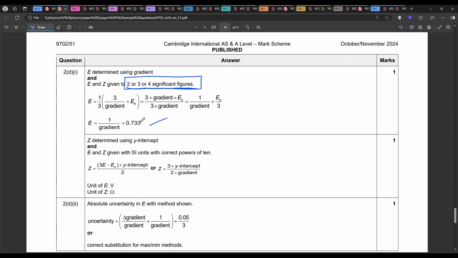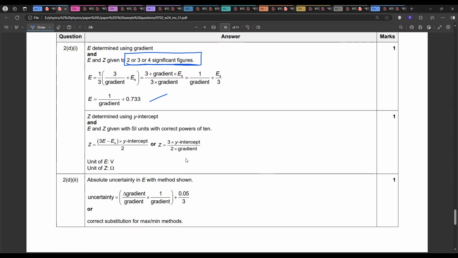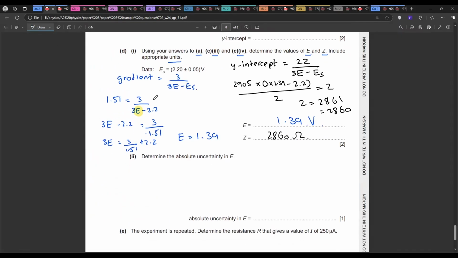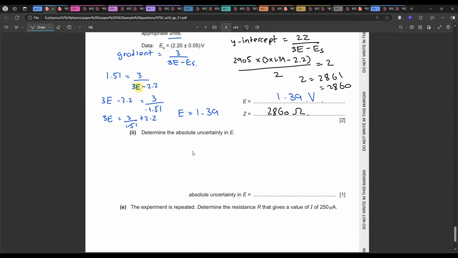Perfect. And Z determined using y-intercept. We have done that as well. The units of E are voltage. The units of Z are ohm. Simple. Let's move on to the next part. You have to determine the absolute uncertainty in E.